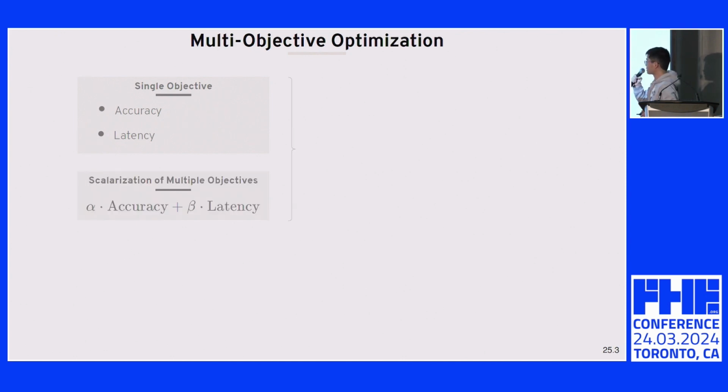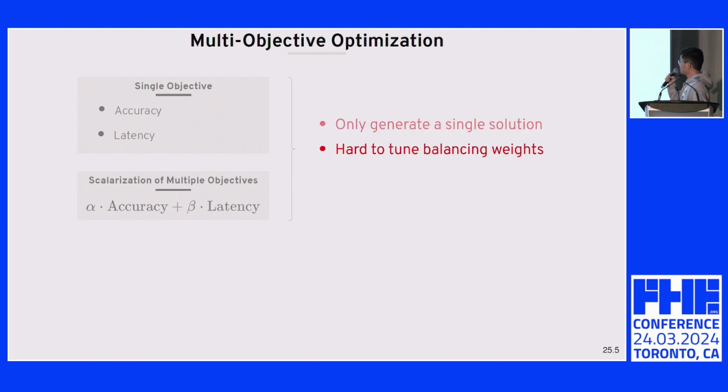So the problem is that if you use a single objective optimization, for one time optimization, you can only get a single solution. And you need to tune the balance weights, alpha and beta. Yeah, you need to do the experiments to get a good setup for alpha and beta. And because this objective function is not convex, this optimization result is not Pareto optimal.